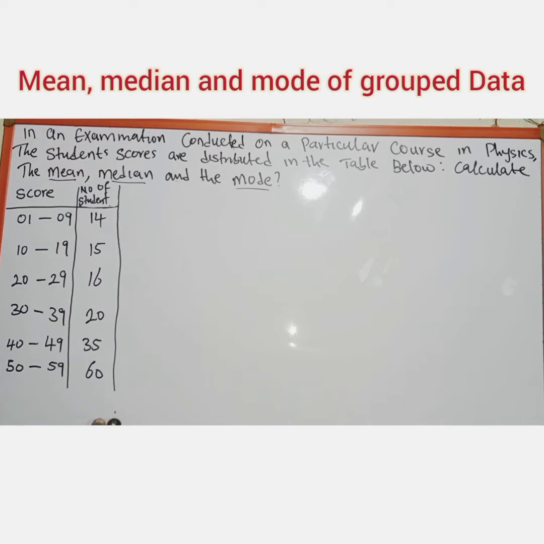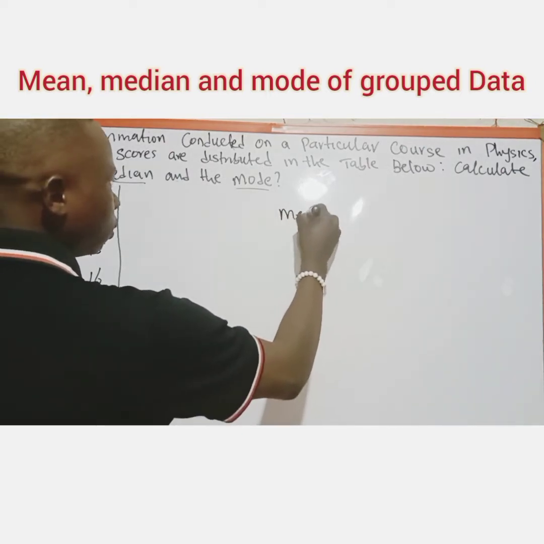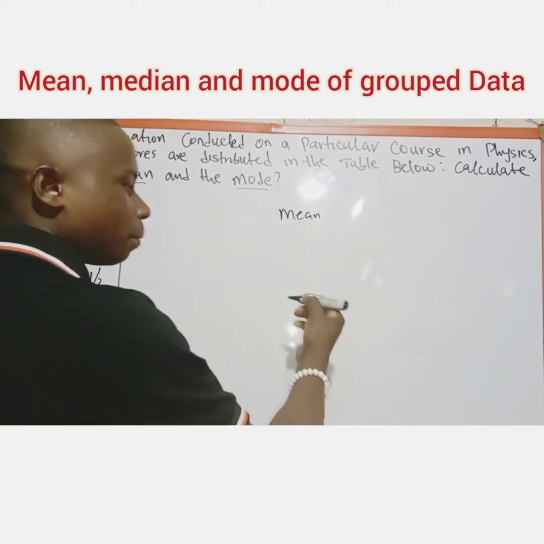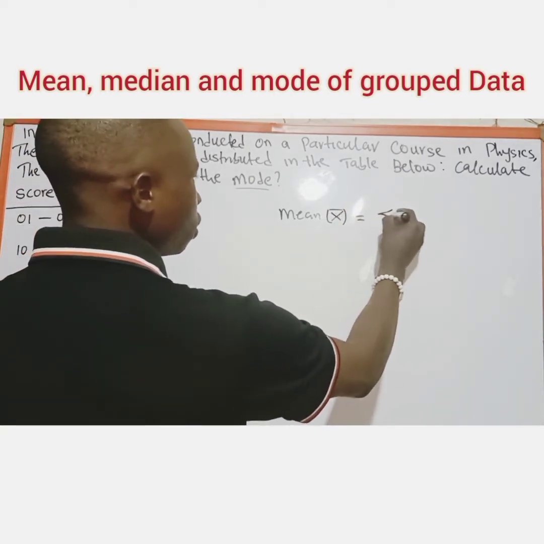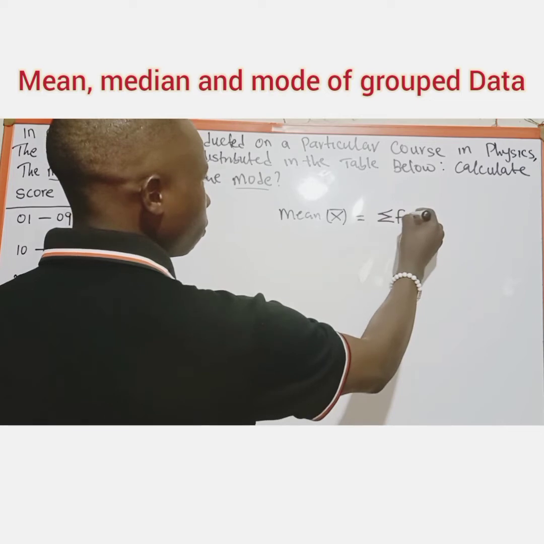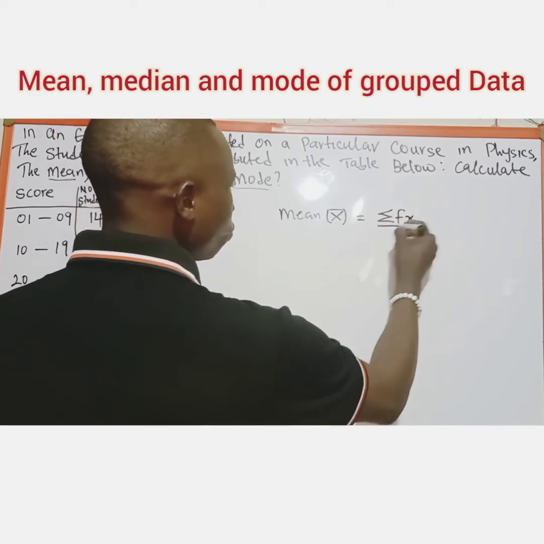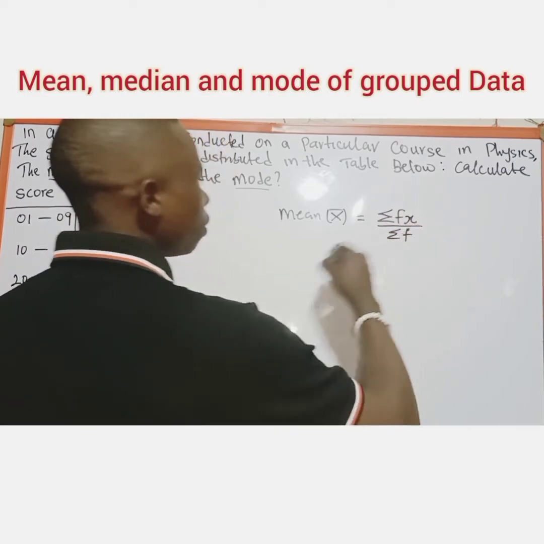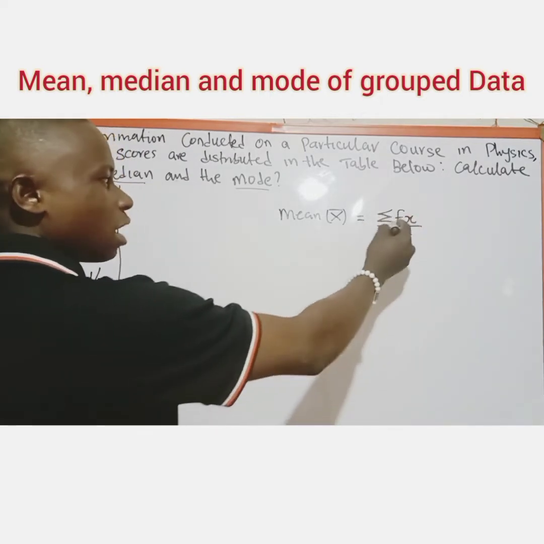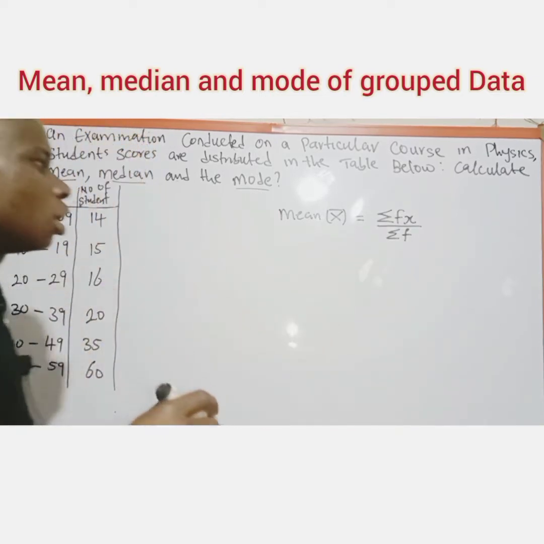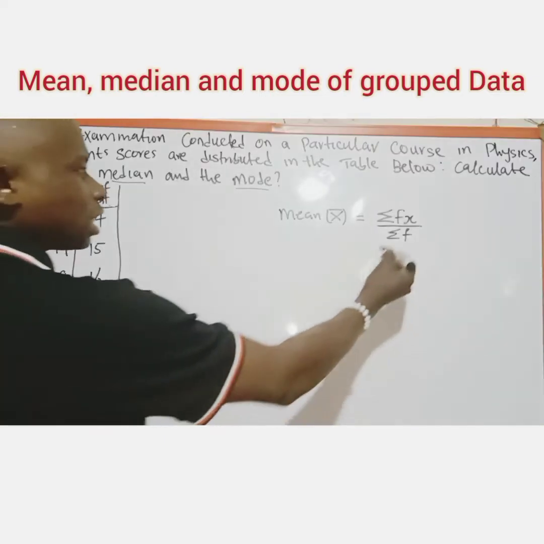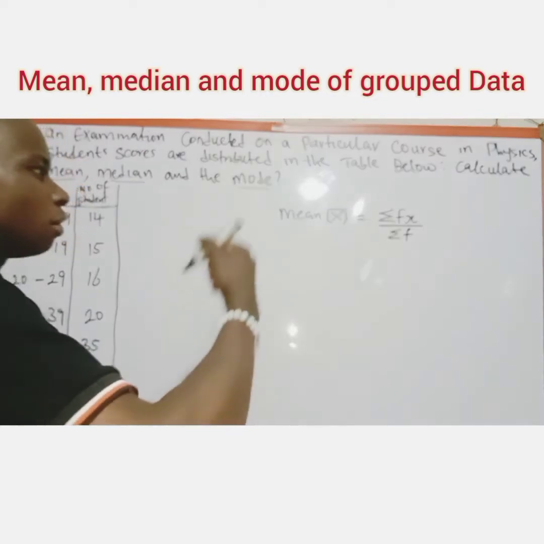First of all, before we start, let us write the formula to calculate the mean. The mean, which can also be represented as x bar, is equal to the summation of f multiplied by x, all over the summation of f, where f implies the frequency and x is the midpoint. So how can we get our f and x in this formula?